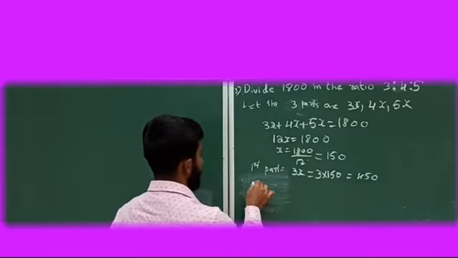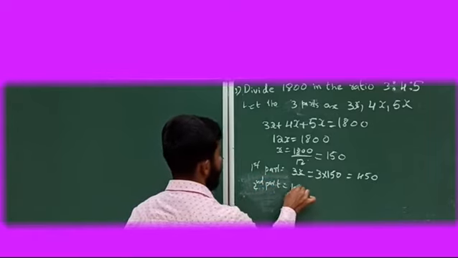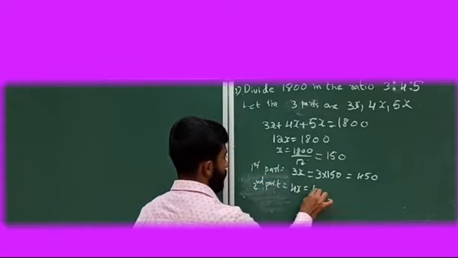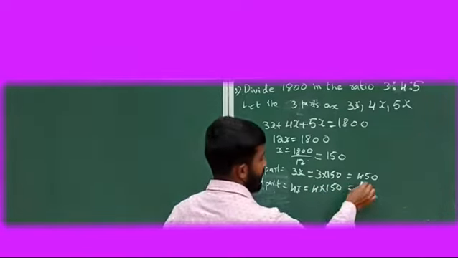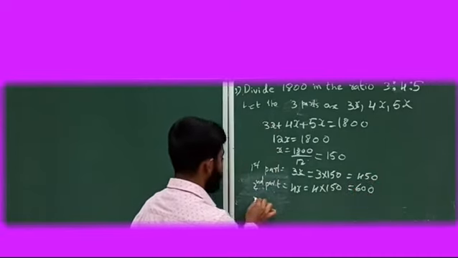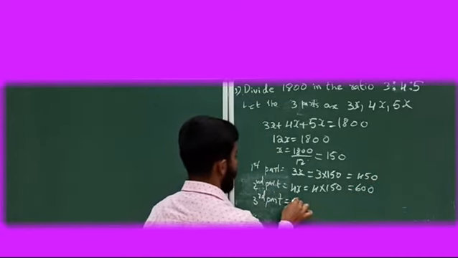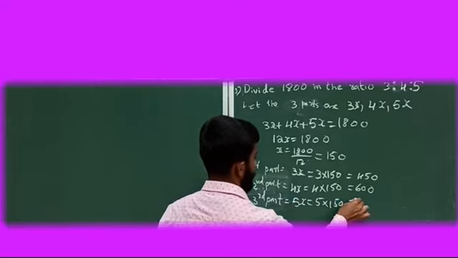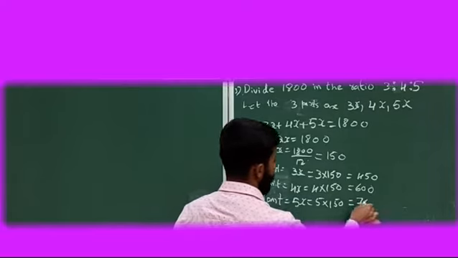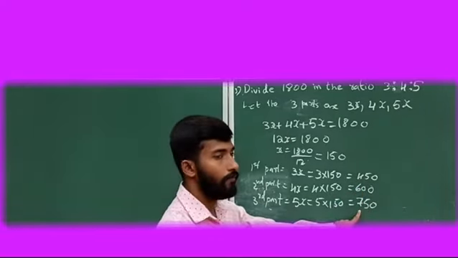Therefore, the first part is equal to 3 times x, which is 3 into 150, equal to 450. Second part is equal to 4 times x, which is 4 into 150, equal to 600. Next, the third part is equal to 5 into x, which is 5 into 150, equal to 750. The 3 parts are 450, 600, 750.